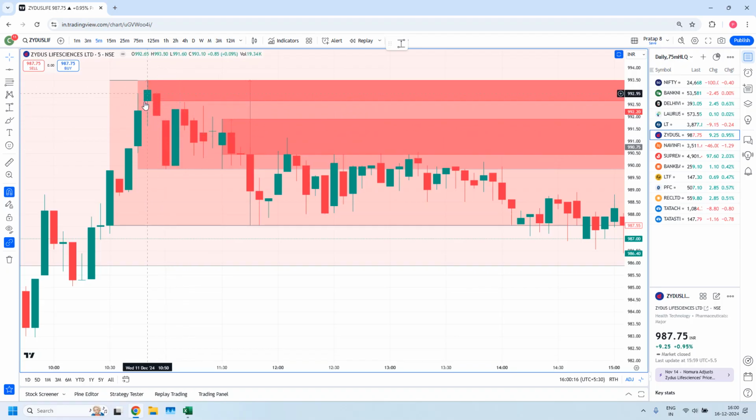Then where is the balanced area? Probably this is the candle. That's why in this candle, up to this type 2 proximal level, I am planning my trade. Did you get the logic behind how I am analyzing this?